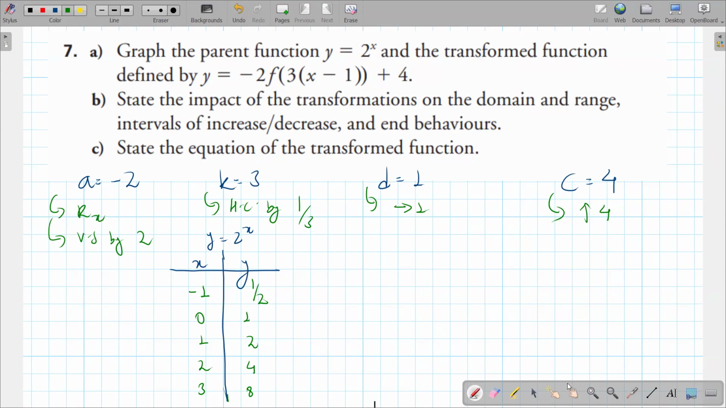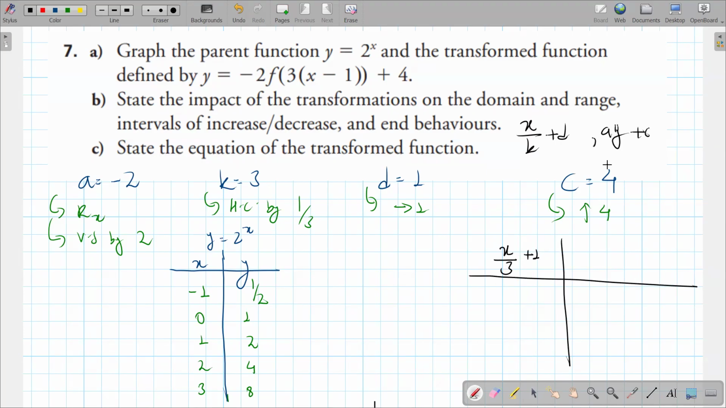What we need to do next is come up with a table for the point mapping rule. And the formula for point mapping rule is again x over k plus d, ay plus c. So that one here, it's going to become x over 3 plus 1 and then ay, negative 2y plus 4, like that.